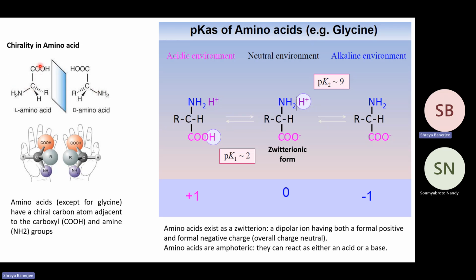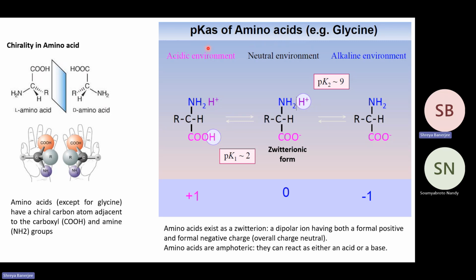And chirality, we saw in the previous class, means that the molecule and its mirror image are not superimposable. So this chirality exists in 19 out of the 20 amino acids, and the amino acid can exist in two enantiomers, L and D enantiomers. That is one property of amino acids, which is the chirality.